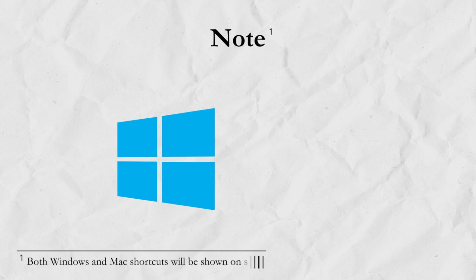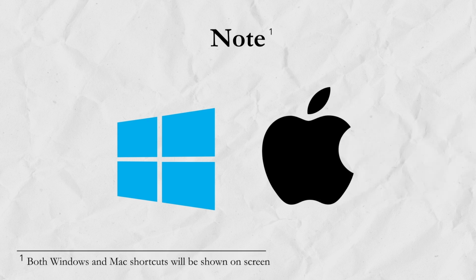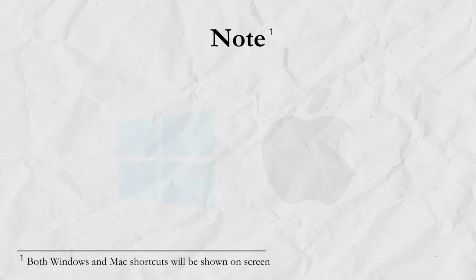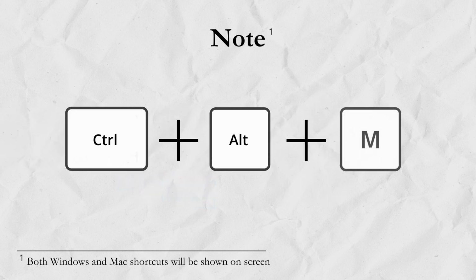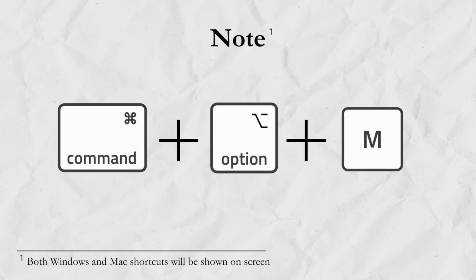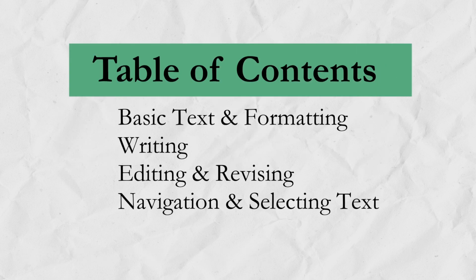A quick note, I'll be using a Windows laptop for this video, but I'll put the Mac equivalent shortcuts on screen. For most of those, you just need to replace Control with Command and Alt with Option to use them on a Mac. I've also tried to break down these shortcuts into writing and the editing and revising phase, but many of these can be used throughout the entire process. Make sure you stay to the end of the video where I give you a few ideas on how to memorize and use these shortcuts.